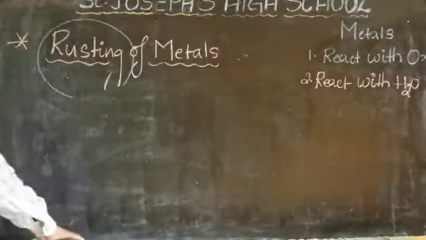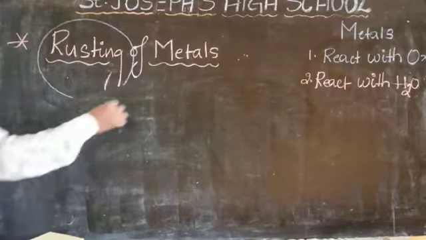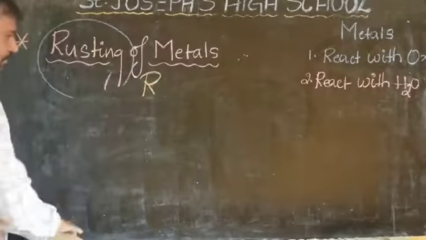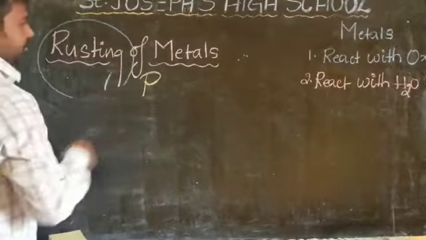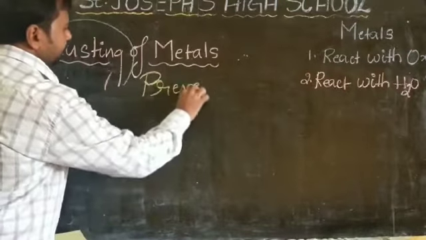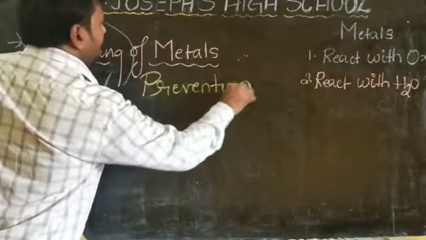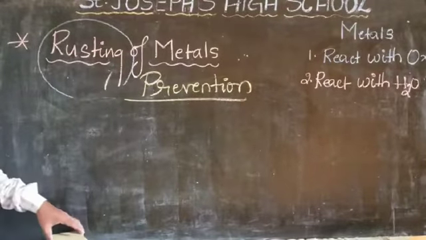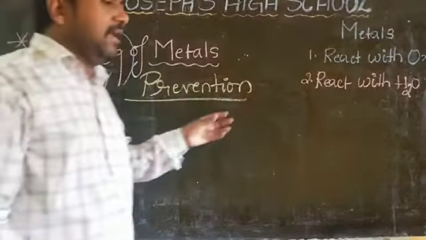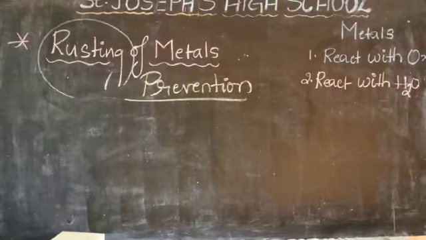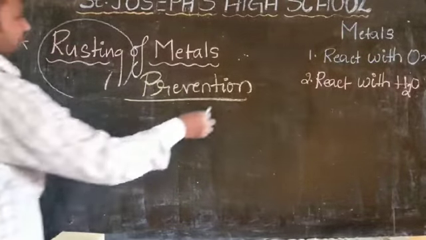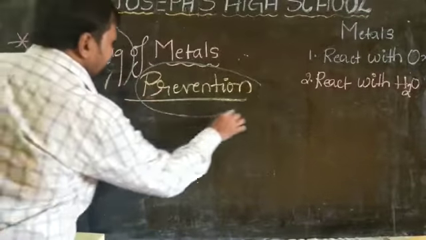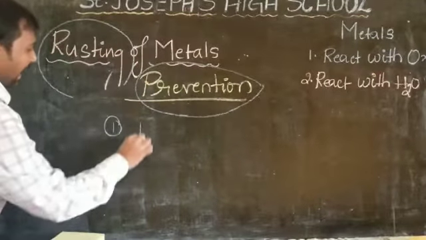How to prevent this rusting? Prevention. Very important question, children. They may ask: do metals undergo rust or not? Explain with an example. What are the prevention methods? The prevention methods for rusting: one is painting.